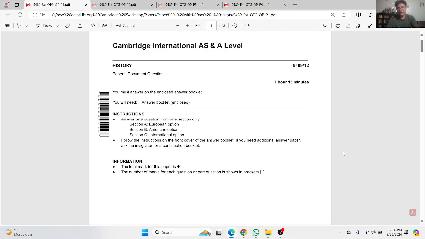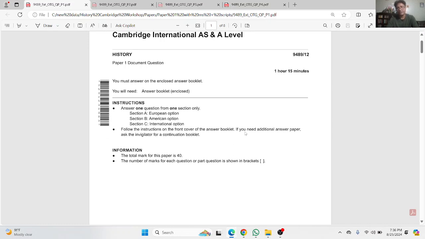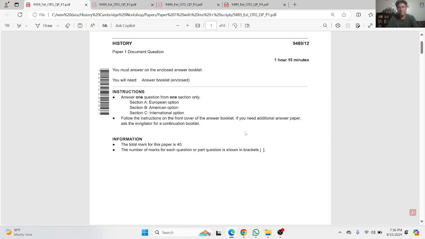It is a document question. This means that you are given sources. We will discuss shortly. Basically, you have to attempt one question from paper 1. Total marks are 40, and you have, as you can see, three sections.